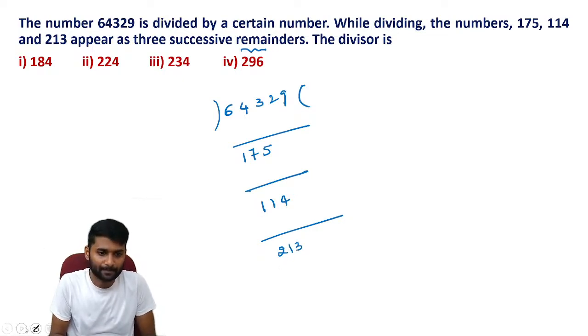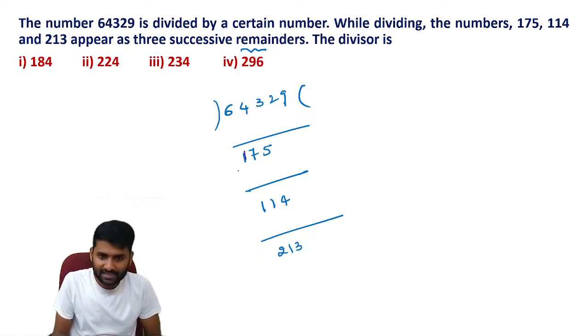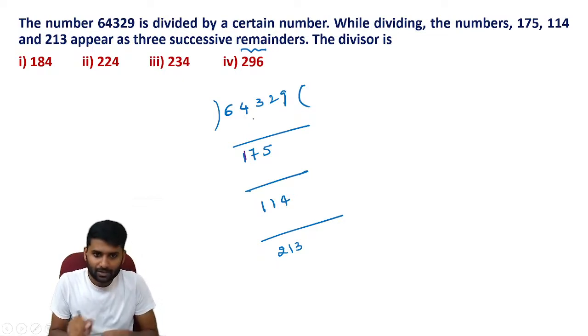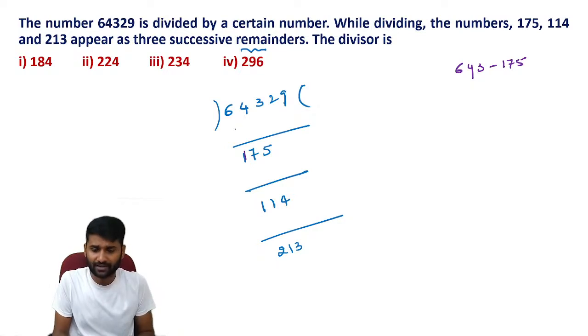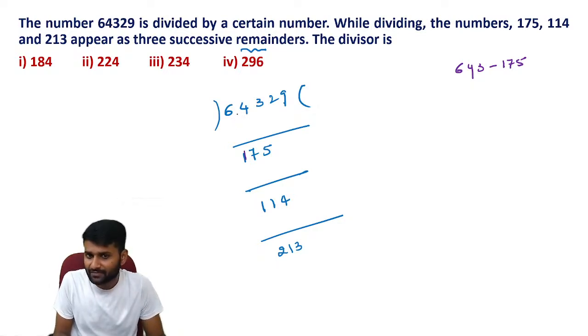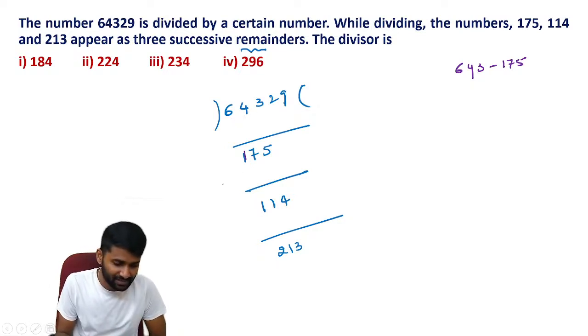What about the divisor? Guys, first step number one. We know that this is exactly equal to 175, and here the value becomes 643. Now the difference of 643 and 175. Why? Because the divisor is multiplied with the quotient, definitely it leaves a certain value. You have to identify that. It means the value should be the difference of 643 and 175.